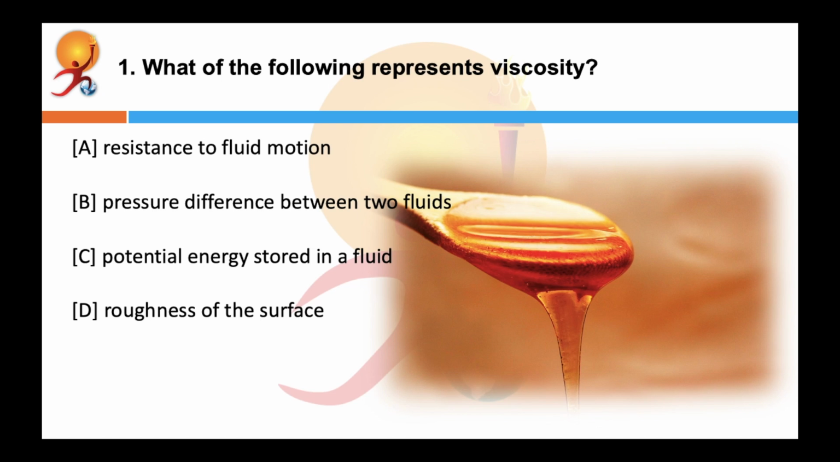What of the following represents viscosity? Correct answer is A. Most of the fluids offer some resistance to motion. This resistance to fluid motion is called viscosity. This resistance is like an internal friction, which is analogous to friction when a solid moves on a surface.